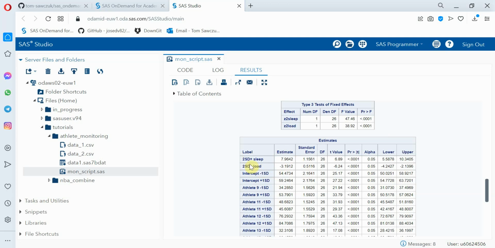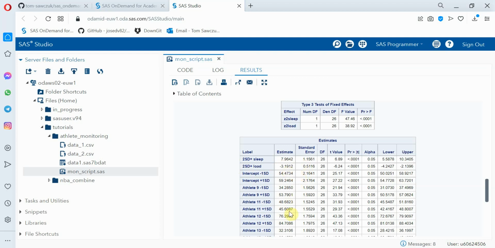Similarly, we can see that a 2 standard deviation increase in training load has a negative effect on the subsequent day's wellness. Again, we don't currently at this point know what a 2 standard deviation difference is, so whether this is meaningful or not.